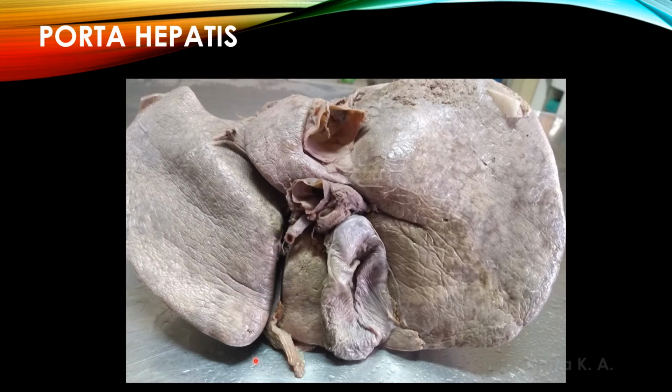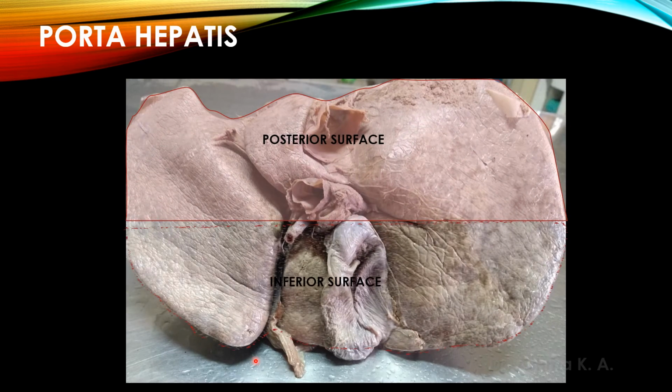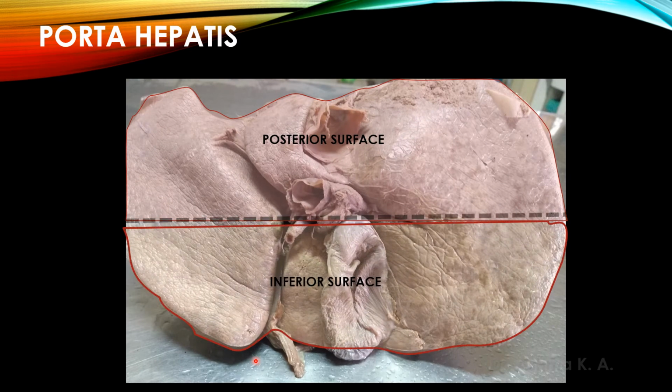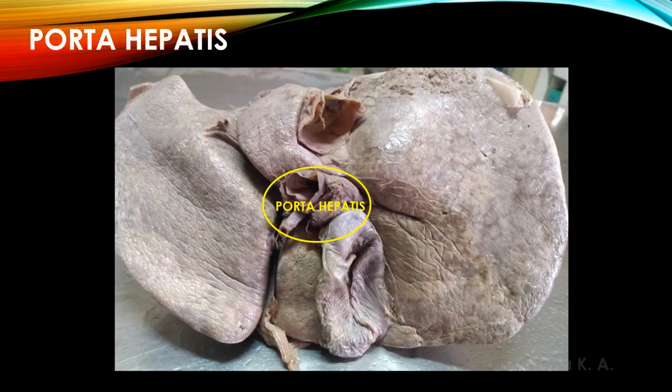The posterior surface is separated from the inferior surface by an imaginary line drawn along the porta hepatis. The porta hepatis separates the posterior and inferior surfaces and it presents the following 3 structures, namely the right and left hepatic ducts, the right and left hepatic arteries and the right and left branches of portal vein. Out of these, the hepatic arteries and the portal vein enter the liver at the hilum, whereas the hepatic ducts leave the liver at the hilum.